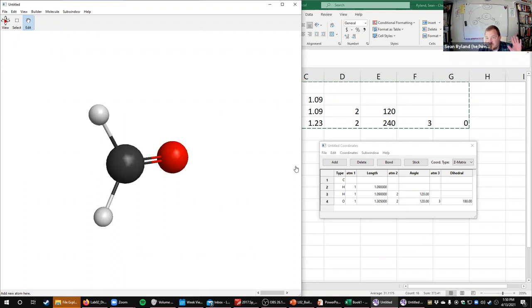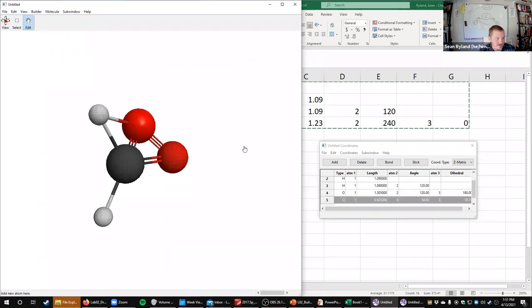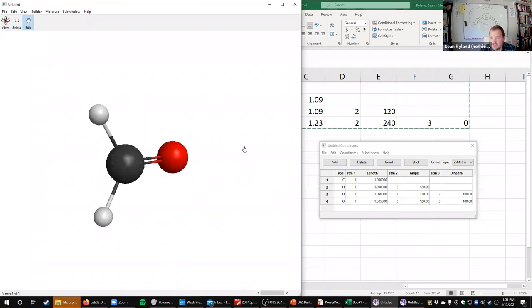Highly recommend you get your fingers used to hitting Control Z, or whatever the undo shortcut is on a Mac, because there are going to be a lot of times you change something or click and drag something the wrong way and accidentally, oh, I added another oxygen. Control Z just gets rid of it.